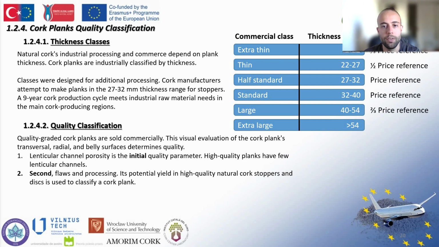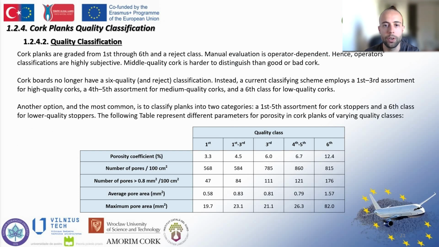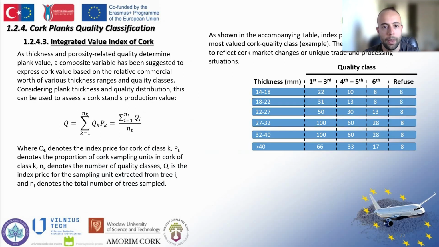Cork planks are evaluated for quality in a visual manner through the evaluation of the plank's transversal, radial, and belly surfaces. The quality of cork is divided into 6 classes, and the main characteristic taken into consideration to assess the quality is the porosity. The more pores the cork plank has, the worse is the quality.